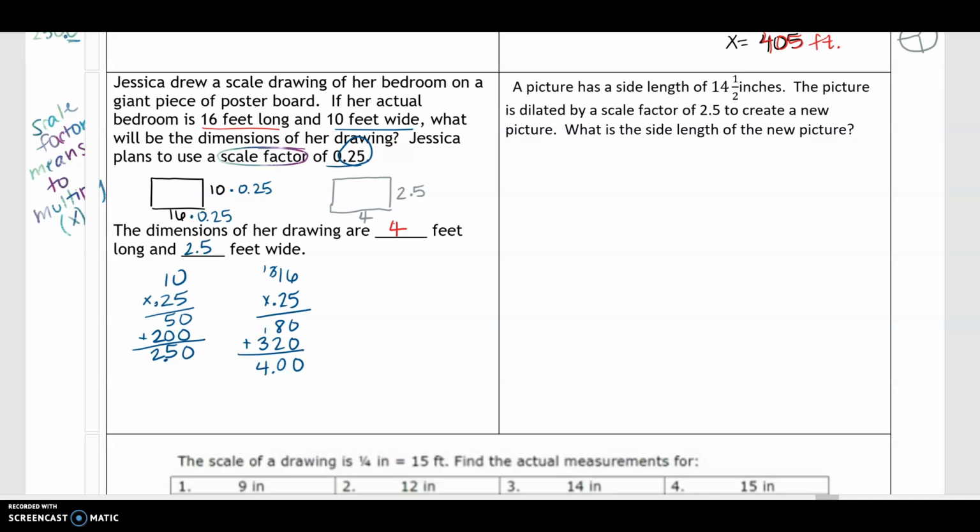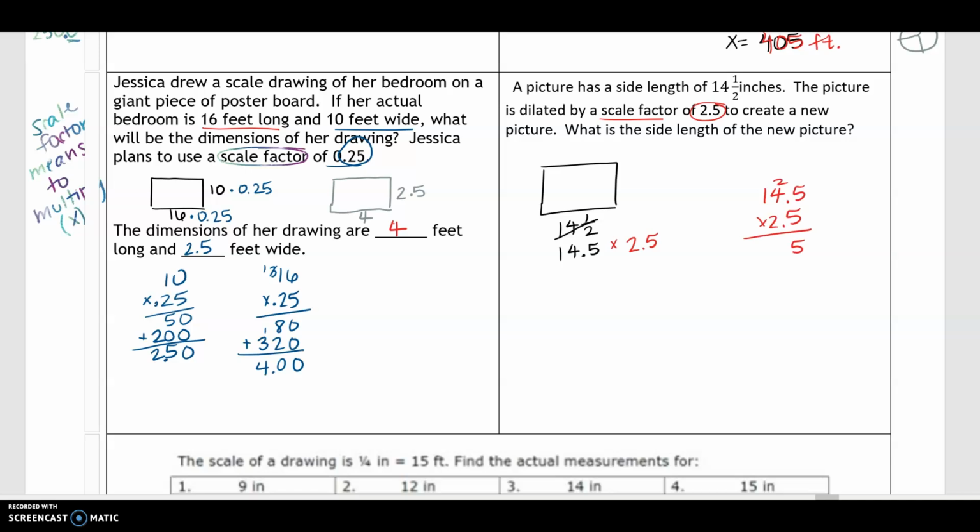So again, here we are drawing a picture, and it has 14 and a half. Okay, so I don't like to work with fractions. I know half, like half of $1 is 50 cents, so that's the same as 14.5, right? And then it says that it is dilated with a scale factor of 2.5. So that means all I'm going to do is multiply by 2.5. So I have 14.5 times 2.5.